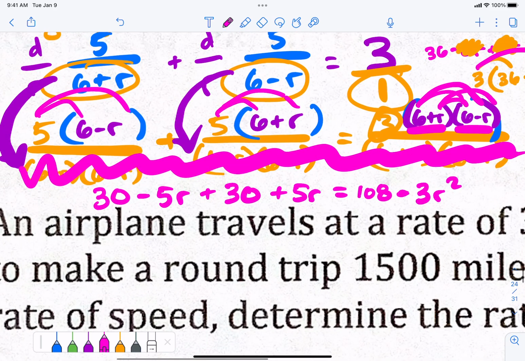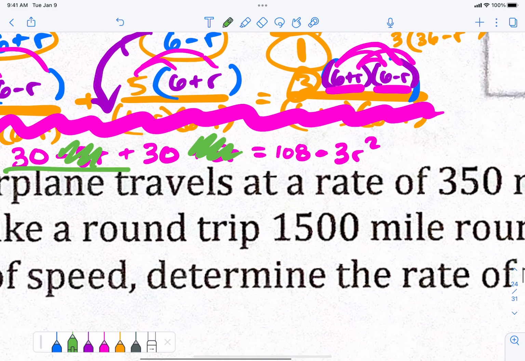All right, here we go. Now we're down to this. What a mess. All right, now what would you like to do? The 5r's can cancel, right? Okay, and then what does this become on the left side?